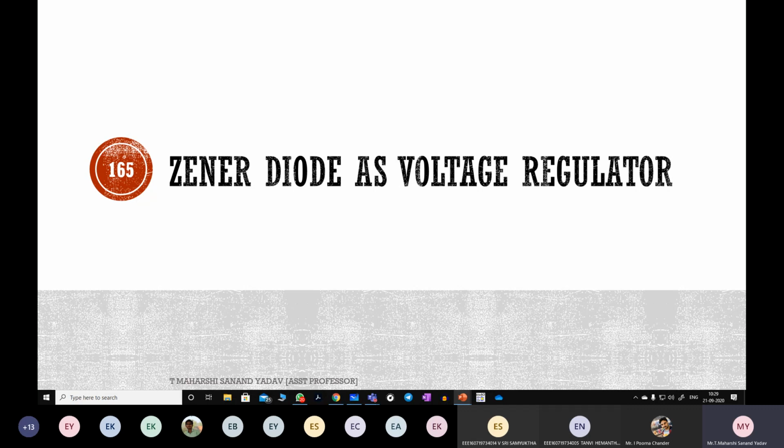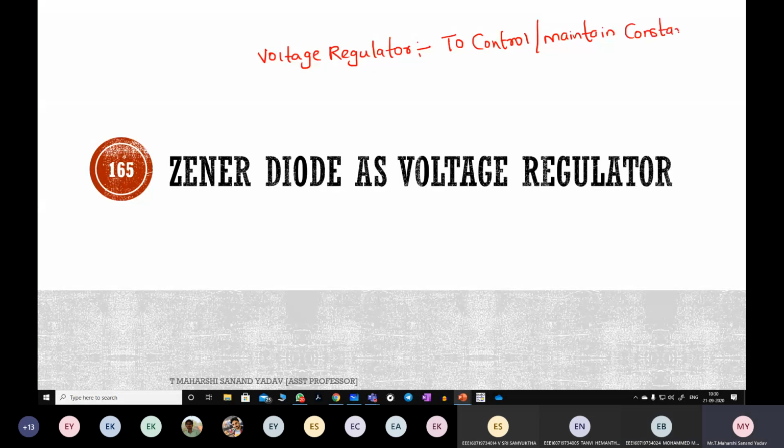So next, the main application of Zener diode is voltage regulator. What is voltage regulator? Anyone? To control the voltage. Okay, I mean to maintain constant voltage. To maintain constant voltage at input or output? It's output. Voltage regulator means it is used to maintain constant voltage at the output.